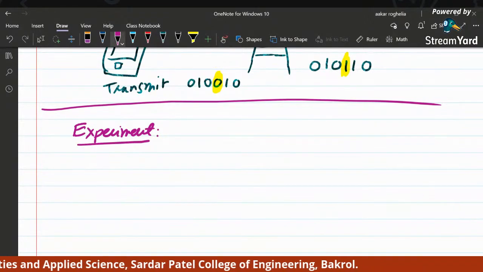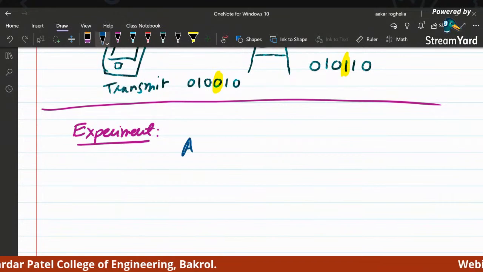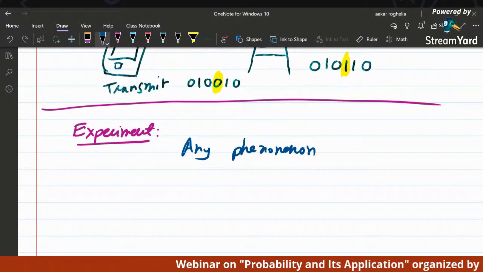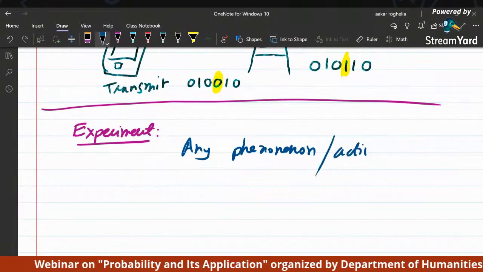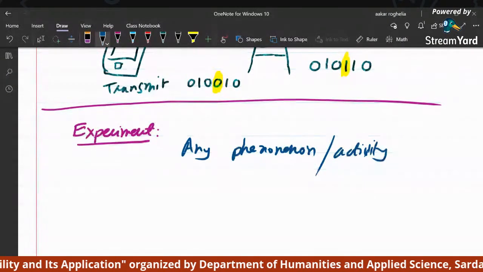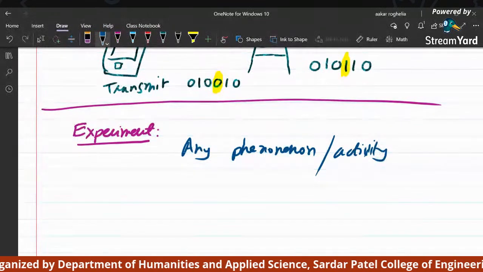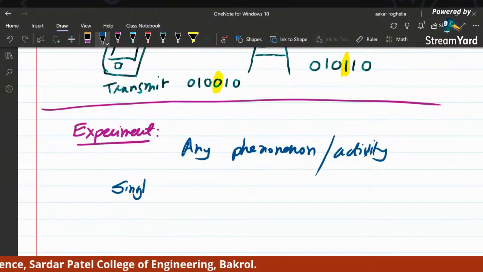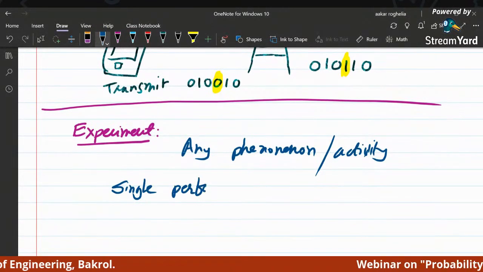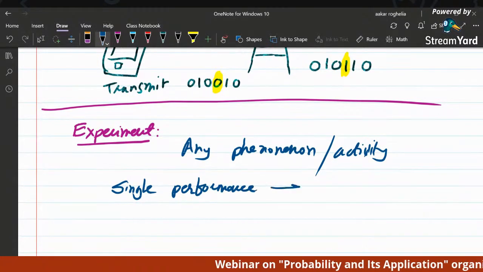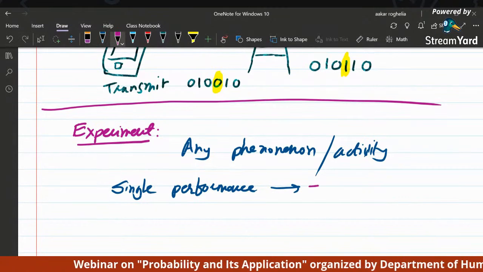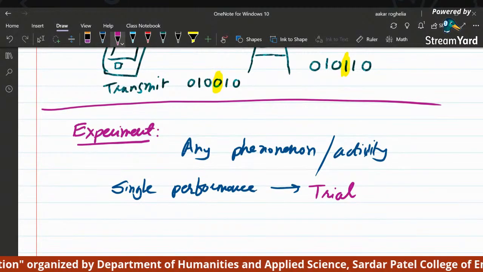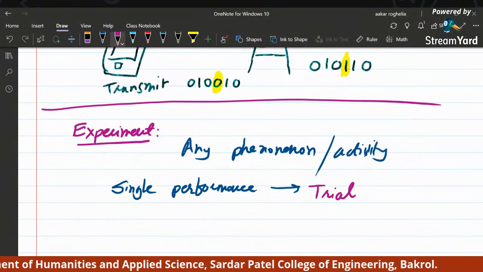So what is an experiment? This experiment is nothing but any phenomenon or any activity which we are considering is called an experiment. And when you do that experiment a single time, or a single performance of that particular experiment, a very famous word is called trial. How many times you are doing that experiment, that is how many trials are there.